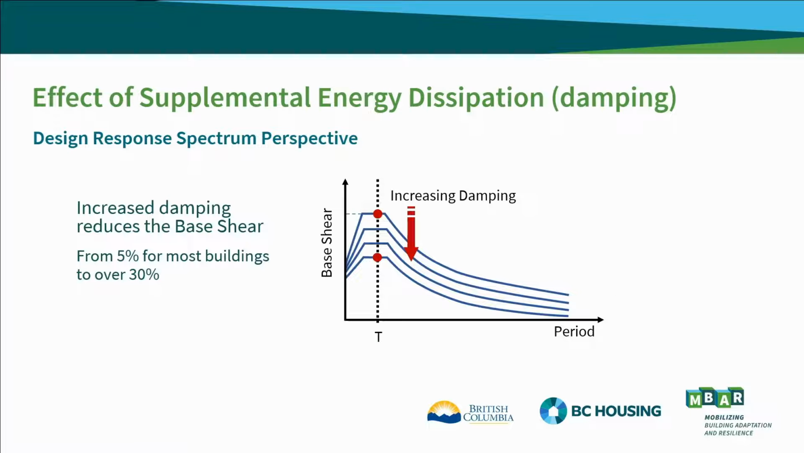In a previous session, there was reference to the engineering design response spectrum, and that's shown in the illustration where the base shear is on the y-axis, so the design lateral load of a building as a function of period on the x-axis. What these devices do is they increase the inherent damping in the building from typically 5% to over 30%. And what that does is it drops that response spectrum down, so that top red dot for a normal building to that lower red dot, so you can see there that the design base shear is reduced to perhaps half of that of a conventional building. What this results in is reduced cost of the structural system.